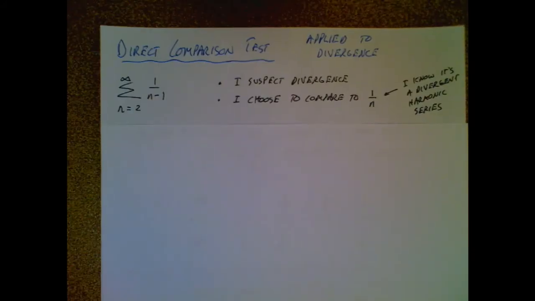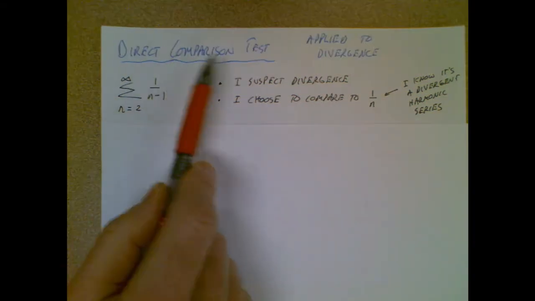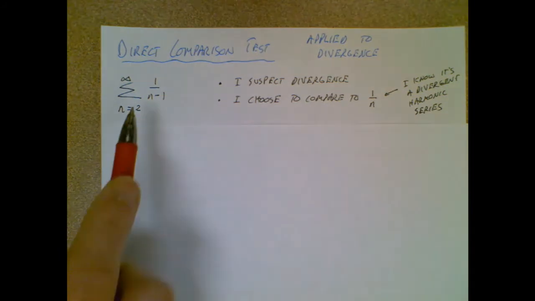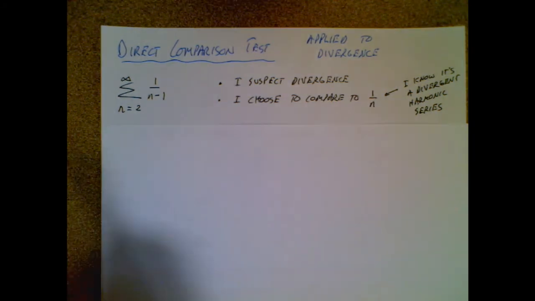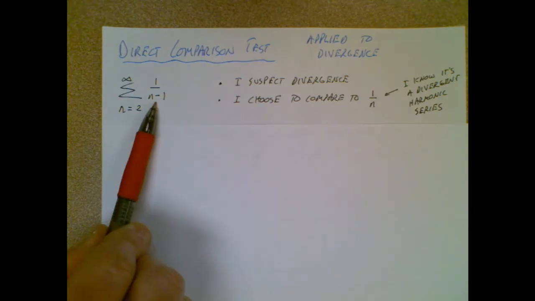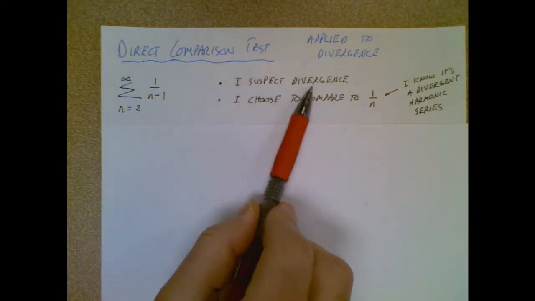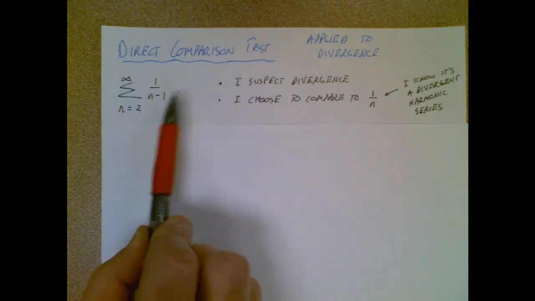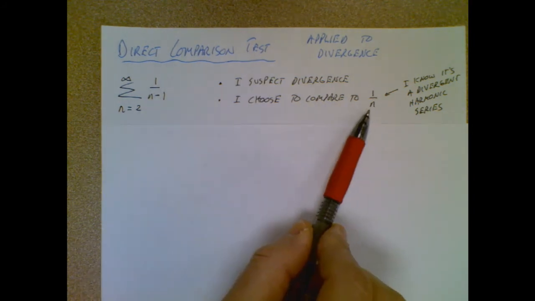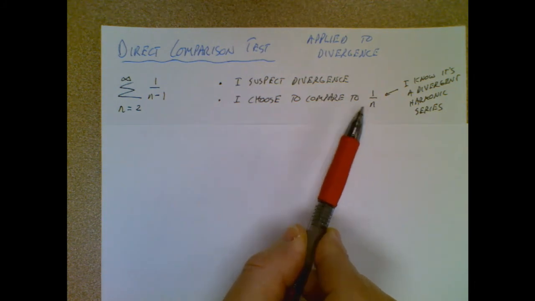Same idea, same logic, but there's going to be a few twists. So it's the direct comparison test, but now we're going to apply it to divergence. Here's a relatively simple series, and I'm choosing relatively simple series right now so that we can get used to the logic. Take a look at this, and I have to have a suspicion. I suspect divergence, and this seems pretty darn related to this, and this is a famous divergent harmonic series, so this would be an excellent comparison series.